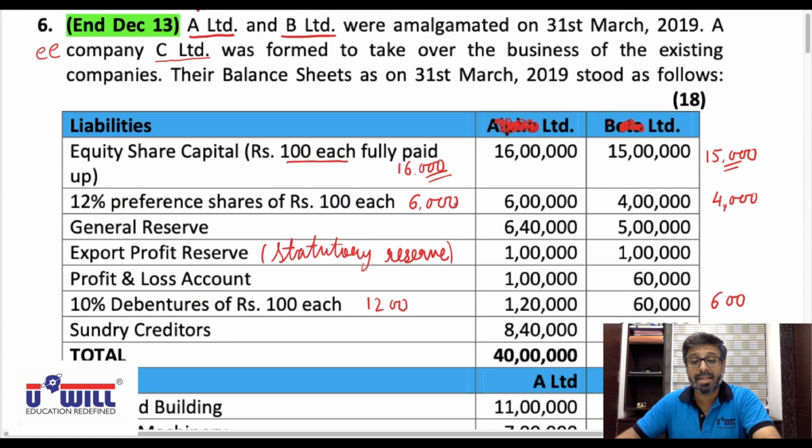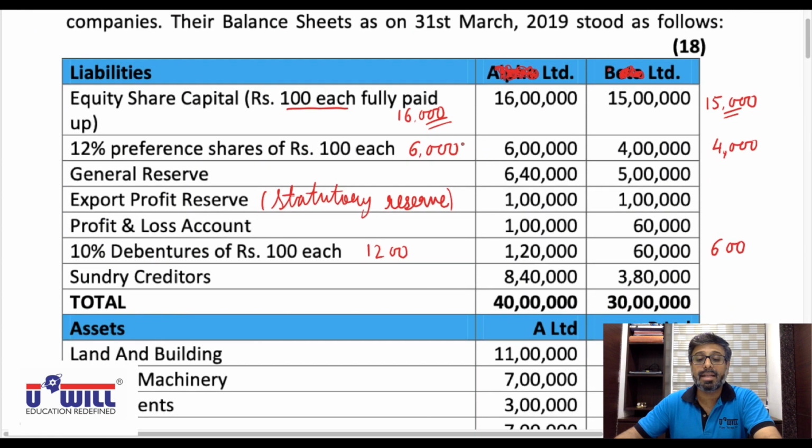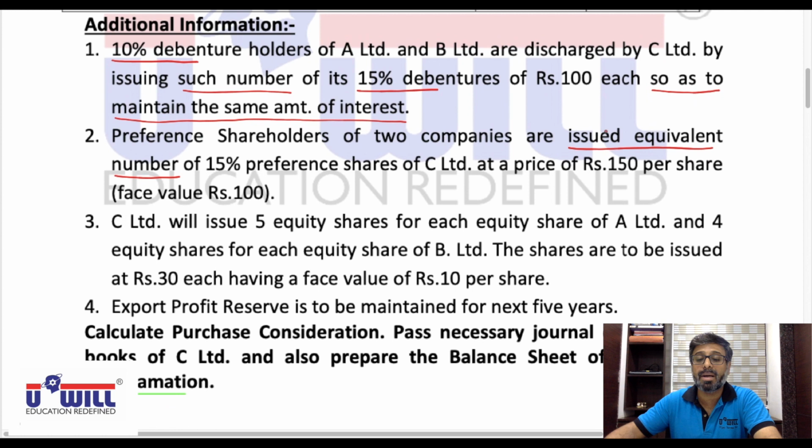Now if you all see here, we have already written that there are 6,000 preference shares in A Limited and 4,000 preference shares in B Limited. Equivalent number means A Limited will get 6,000 equity shares and B Limited will get 4,000 equity shares. Same for preference shares. Equivalent number means A Limited will be issued 6,000 preference shares and B Limited will be issued 4,000 preference shares.